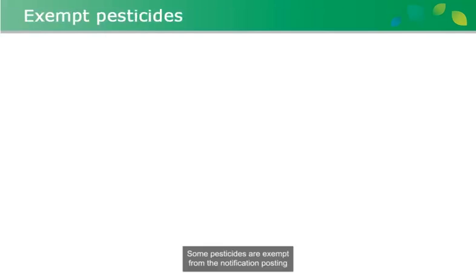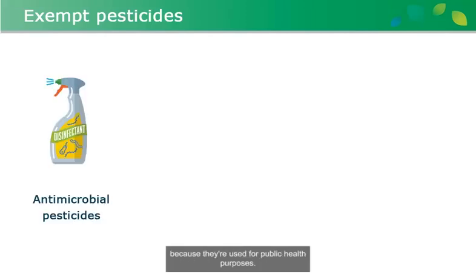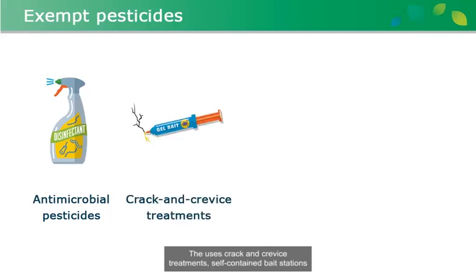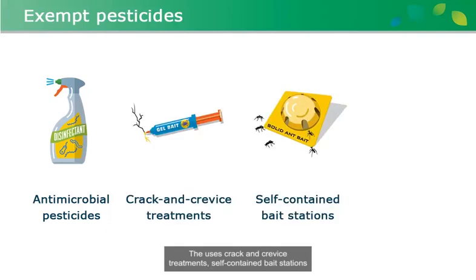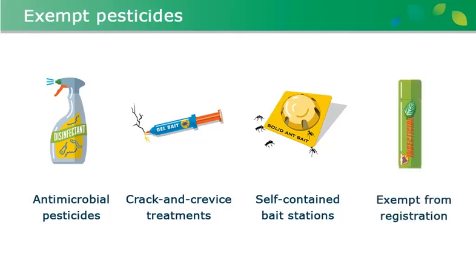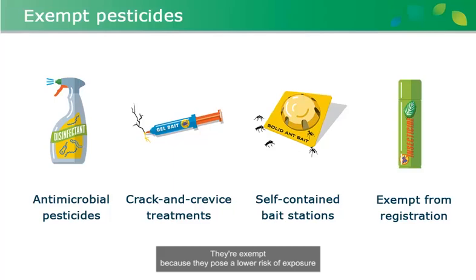Some pesticides are exempt from the notification, posting, and reporting requirements. Antimicrobial pesticides are exempt because they're used for public health purposes. Other types of pesticides exempt from the HSA are gels and pastes used as crack and crevice treatments, self-contained bait stations, and pesticides exempt from registration. They're exempt because they pose a lower risk of exposure or are of the least toxic pesticide class.